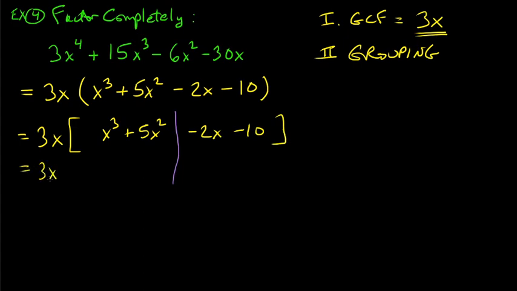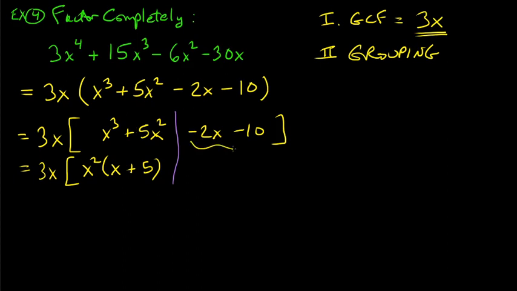So forget the 3x. That's the original GCF, right? Now, from these two terms here, what's the GCF? It's just x squared. So we can factor out an x squared. And when we divide x cubed by x squared, we get x. And 5x squared divided by x squared is just 5.